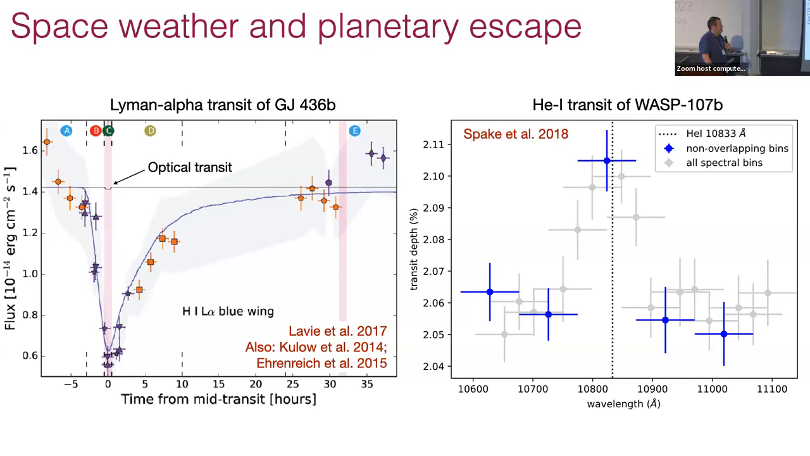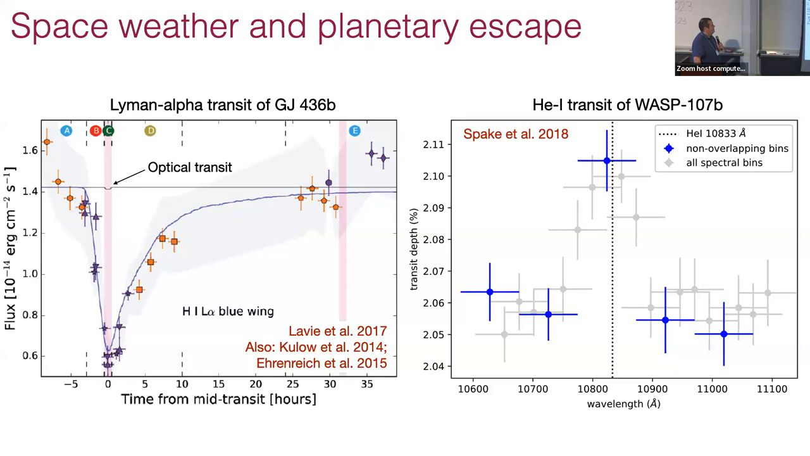And so this was done in Lyman alpha, with similar work done in helium, again from HST, by Jess Spake's group. And they see, again, this increased transit depth around the helium one line, which, again, is an indication of the stellar wind injecting material into the atmosphere, causing this atmospheric escape.